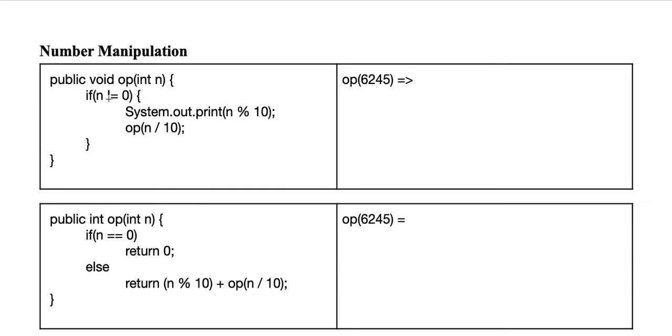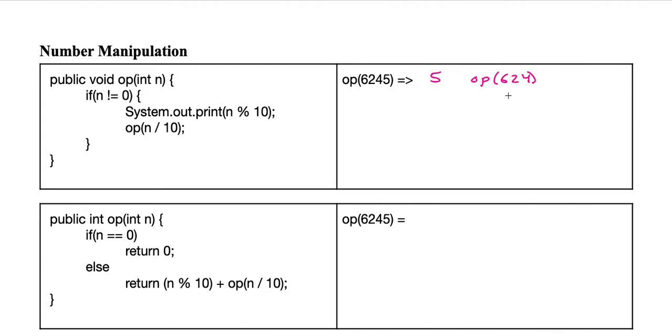It says if the input's not 0, we're supposed to print out the result of taking our input and finding the remainder when dividing it by 10. And so 6245 remainder when divided by 10 is the number 5. So we're going to have the printing of the number 5, followed by a call to the operation command, once again with the number that we're given, 6245 divided by 10. So that's 624, right? So we're doing integer division, it just truncates off the ones place.